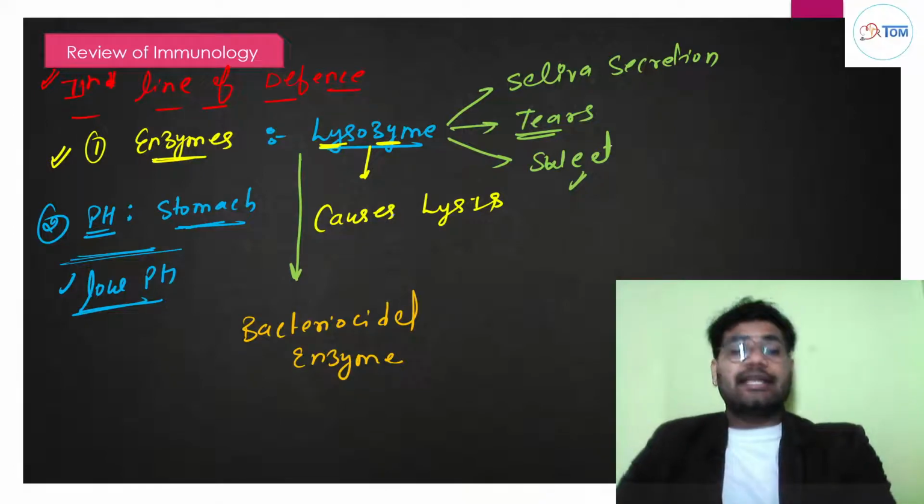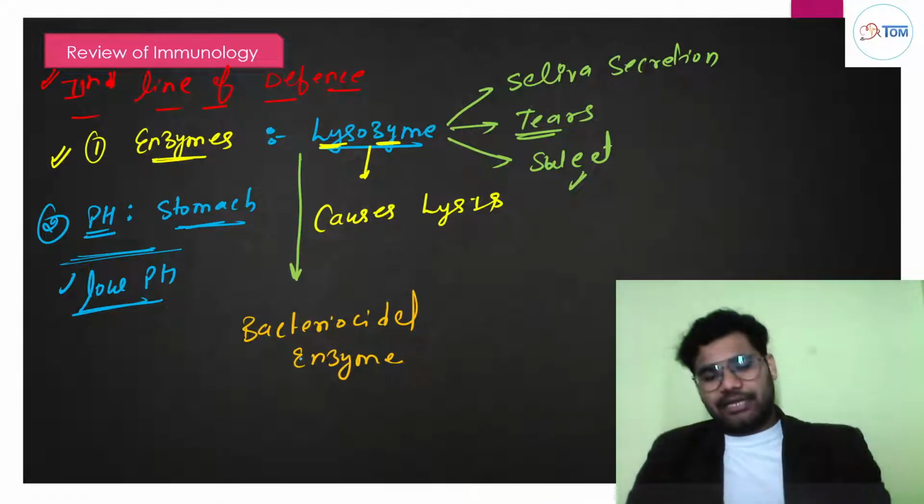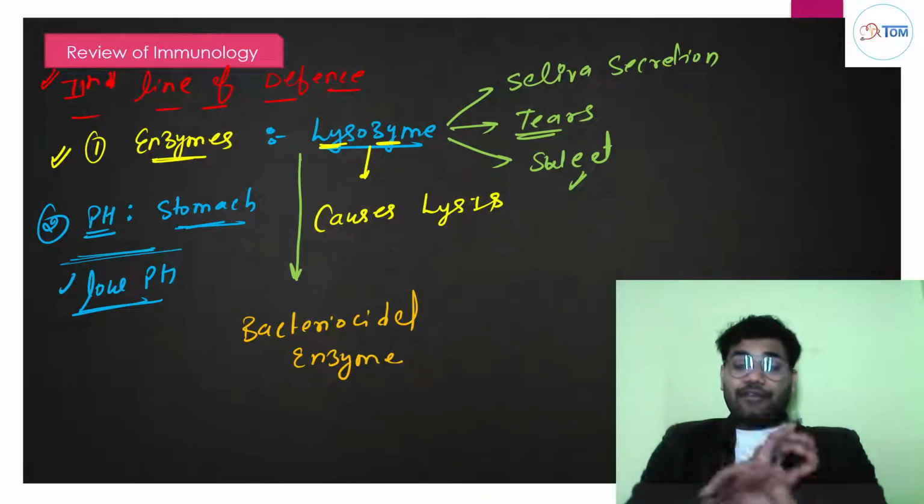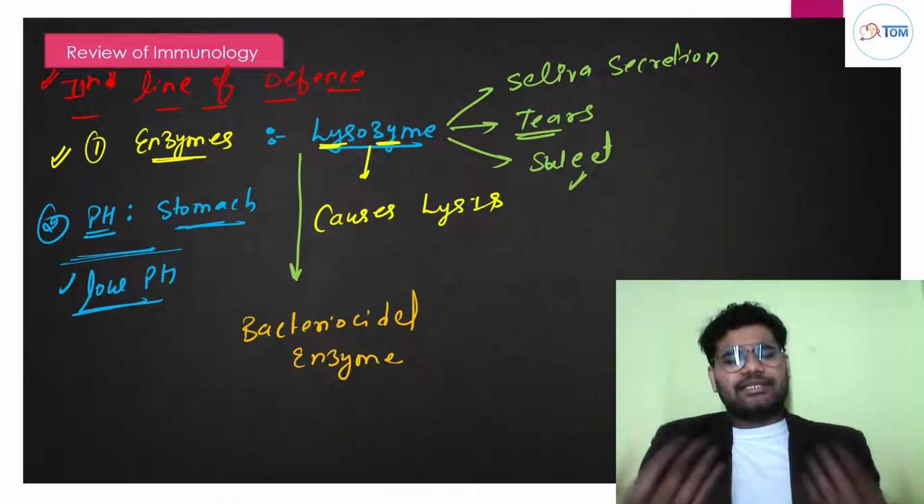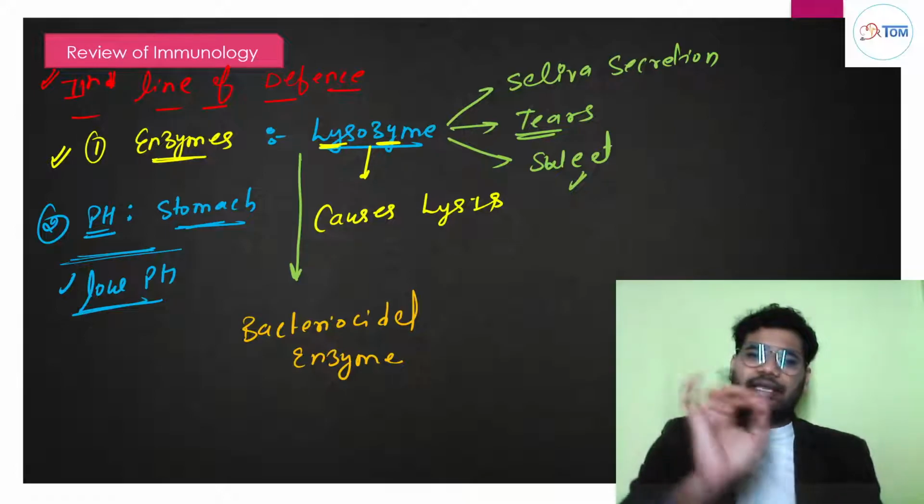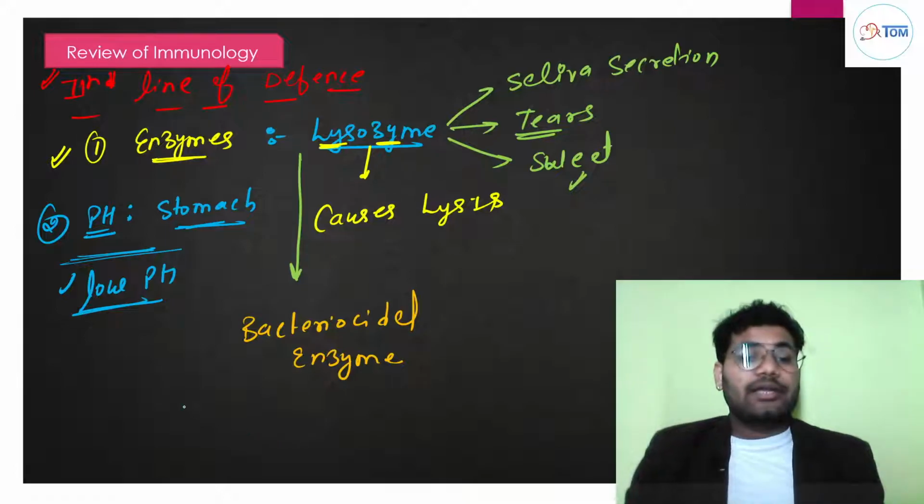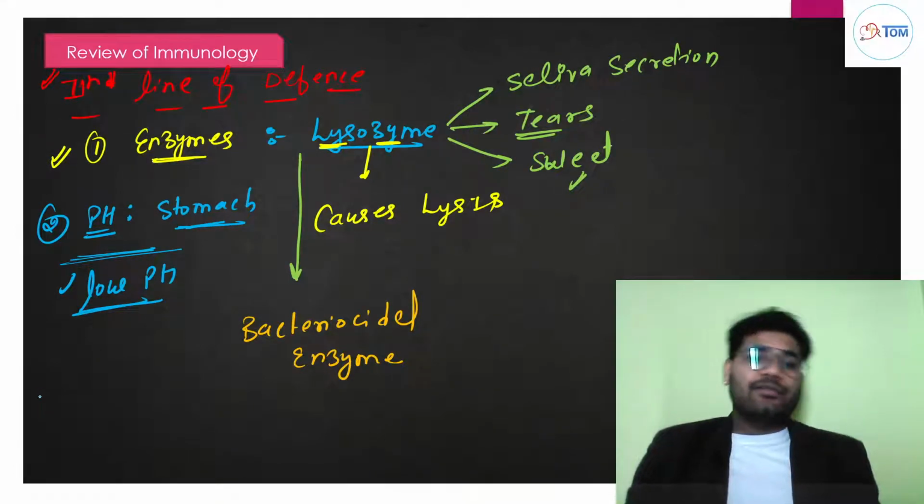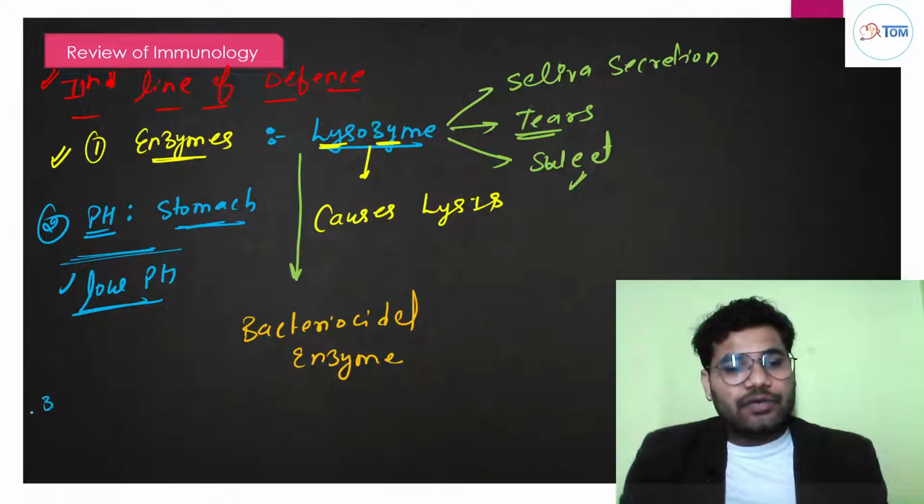This is now a second line of defense. You can now understand why I'm calling it a second line of defense: the first line of defense is the skin. If anyhow the bacteria or pathogen enters the body, then this is the second line of defense. What else do we have apart from this? We have this third thing, which we call temperature.